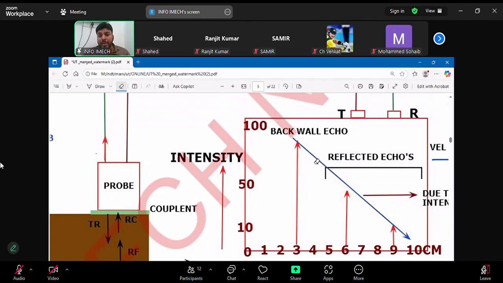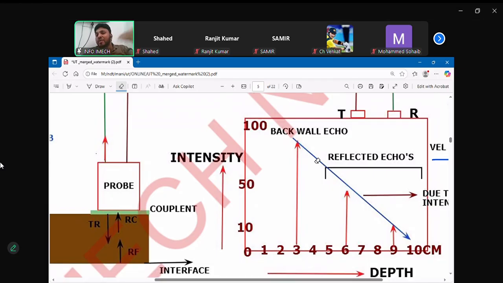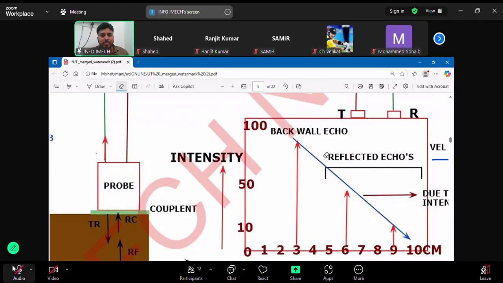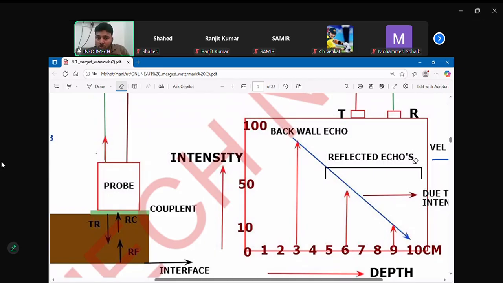back wall echo. That means the echo reflecting from the back wall of the material. It is giving the thickness of the workpiece. That's the reason it is called the back wall echo. After the back wall echo, the remaining echoes are called reflected echoes. Why reflected echoes? Because these echoes come due to multiple reflections of sound inside the material.